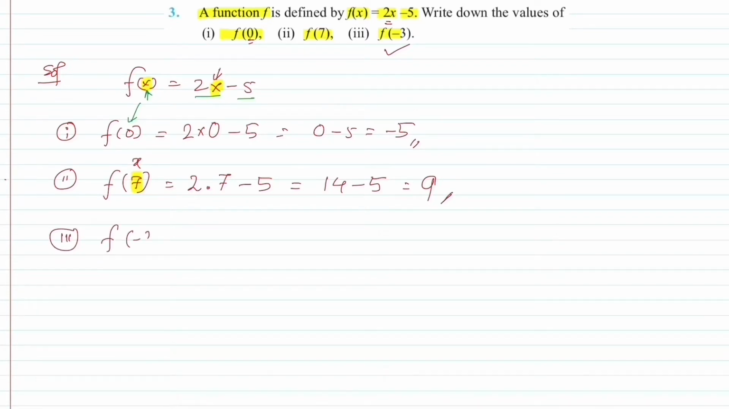That's how we can find f of minus 3 as well. Number 3, f of minus 3, that's going to be 2 into minus 3 minus 5. 2 into minus 3 is minus 6, minus 6 minus 5, minus 11. So that is your answer. That's how we can find this. Hope you have understood. Now let's move on to the next question, that is question number 4.